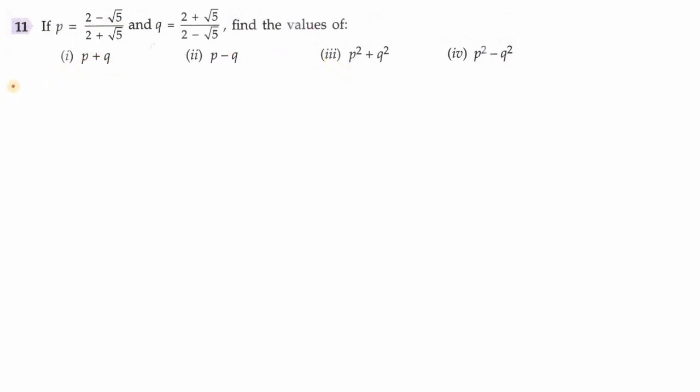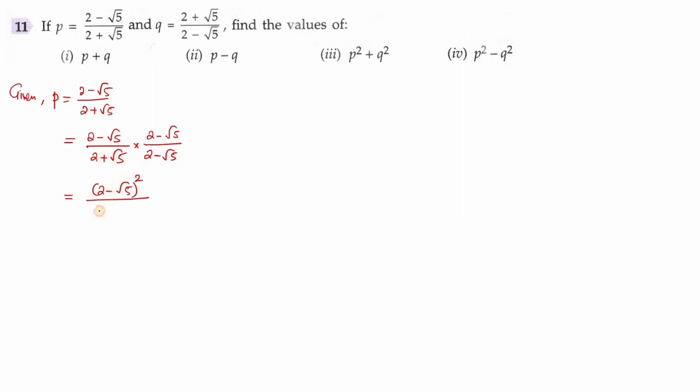Given is p equals 2 minus root 5 by 2 plus root 5. So we will rationalize it. We have 2 minus root 5 by 2 plus root 5. Since a plus b is in the denominator, I'll multiply by a minus b. The numerator is in the form of a minus b whole square, and the denominator is a plus b into a minus b, which is a square minus b square.